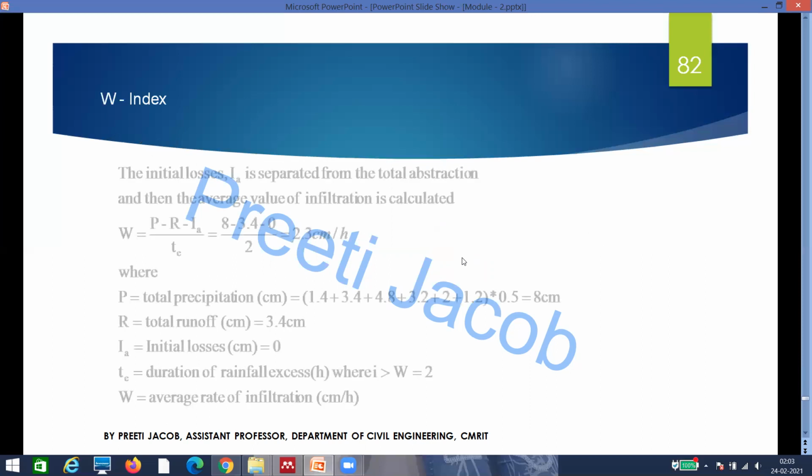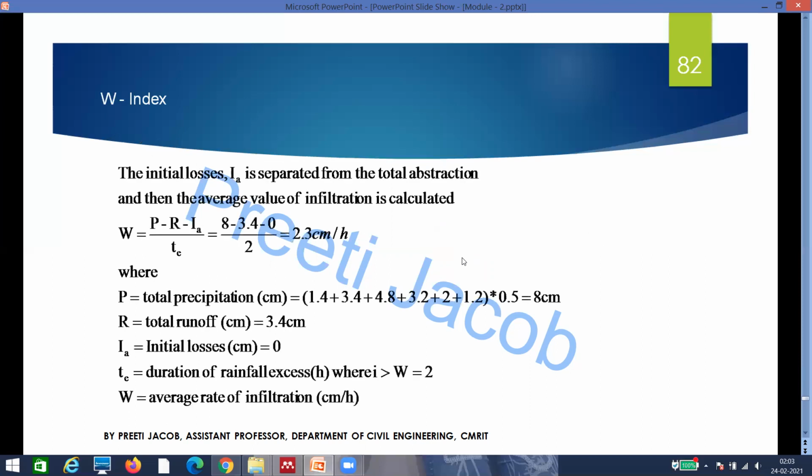Now this will be useful for my calculation of W index, which they have asked in the problem. Your W index is equal to total precipitation minus total runoff minus any initial losses divided by the duration of rainfall excess. Okay. Now here the total precipitation, we have all the intensities into your time interval. I'll be getting the value of 8. Okay, so all the intensity into time duration, I'm getting 8. Direct runoff, total runoff is already given. It is given as 3.4.